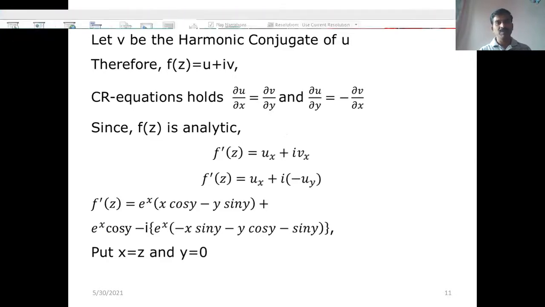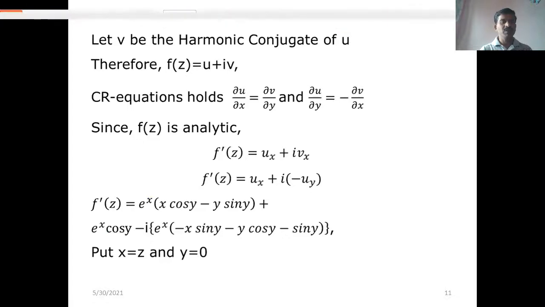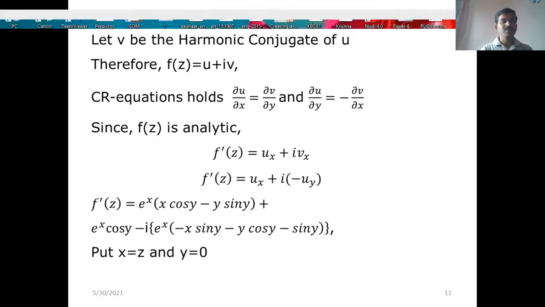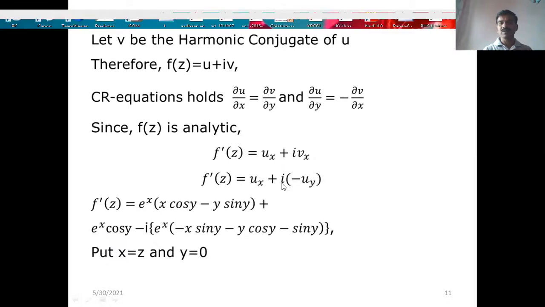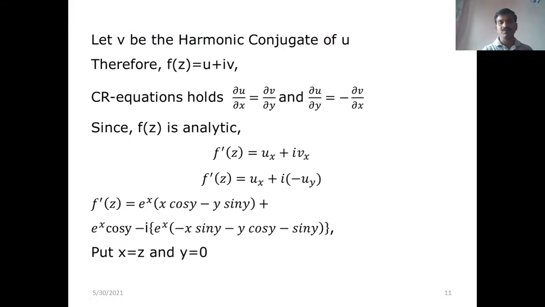So now let us find v, the harmonic conjugate of u. We assume that v is the harmonic conjugate of u. Therefore we can have the function f equal to u plus iv. So ultimately the CR equations hold, so that dou u by dou x equal to dou v by dou y, and dou u by dou y equal to minus dou v by dou x. Since f(z) is analytic, by the definition the derivative is ux plus i vx. By taking the CR equation, vx is minus uy, and since only u is given, we have a relation in ux and uy only.